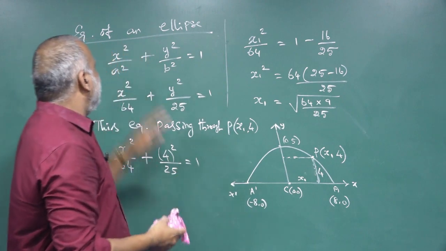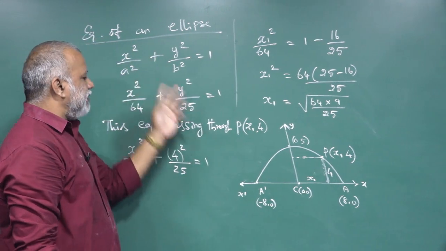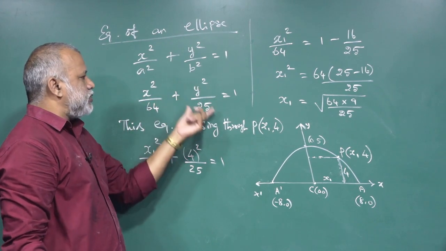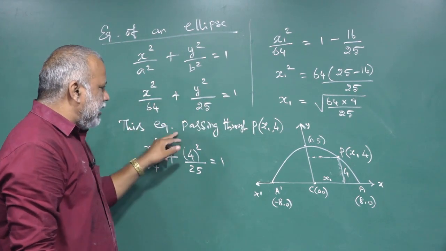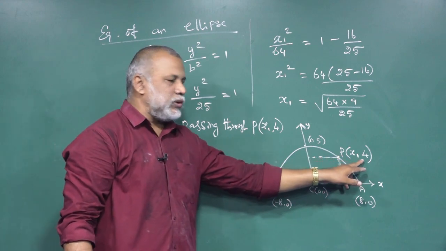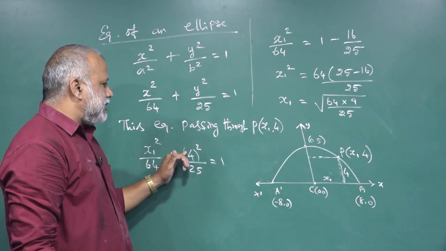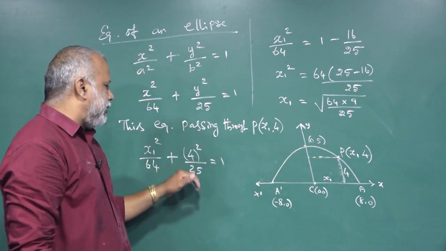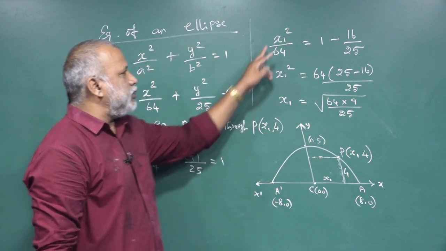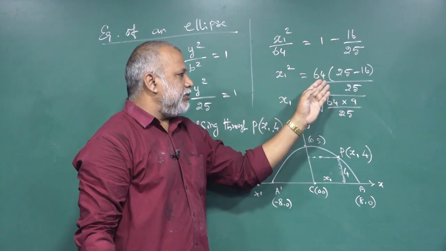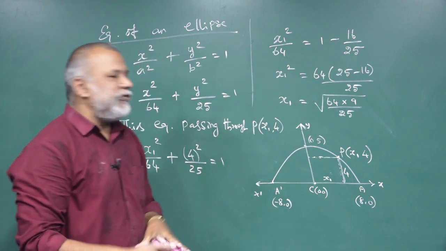Listen once again. Equation of an ellipse. Substitute the values of a and b here. Then we get the equation x squared by 64 plus y squared by 25 equal to 1. This equation is passing through the point P of (x1, 4). Then again substitute the data: x1 squared by 64 plus, instead of y1, substitute the value, 4 squared by 25 equal to 1. Then x1 squared by 64 equal to 1 minus 16 by 25. Take LCM, cross multiplication. Then we can get the value of x1.